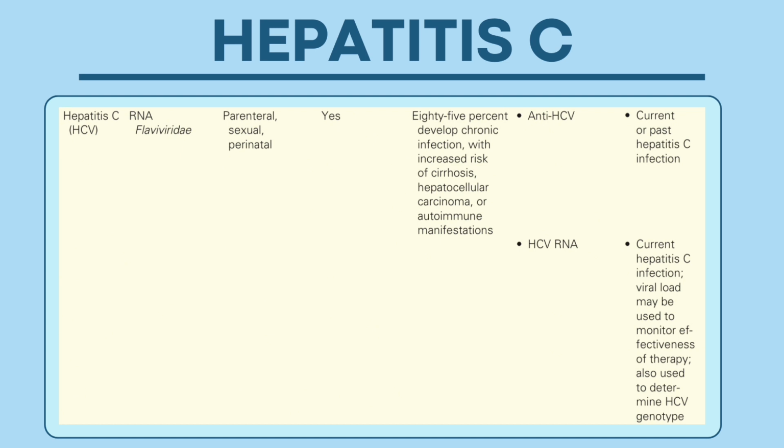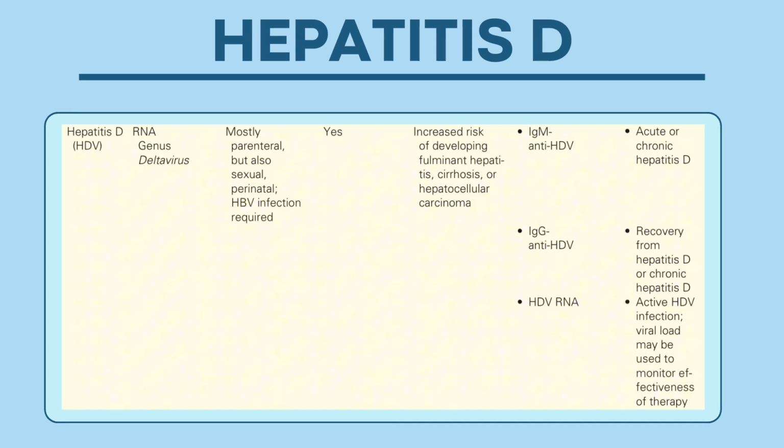It has several clinical significances such as current or past hepatitis C infection, and current hepatitis C infection, for which viral load may be used to monitor the effectiveness of therapy, and it is also used to determine the hepatitis C genotype. On the following slide, we will talk about hepatitis D, which is under the type and family of RNA genus Delta virus.